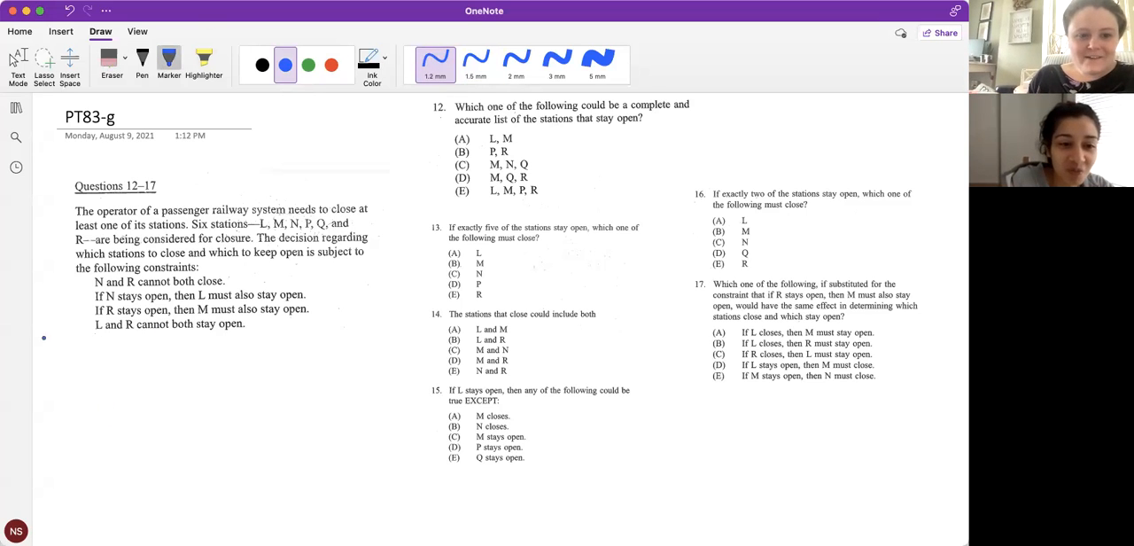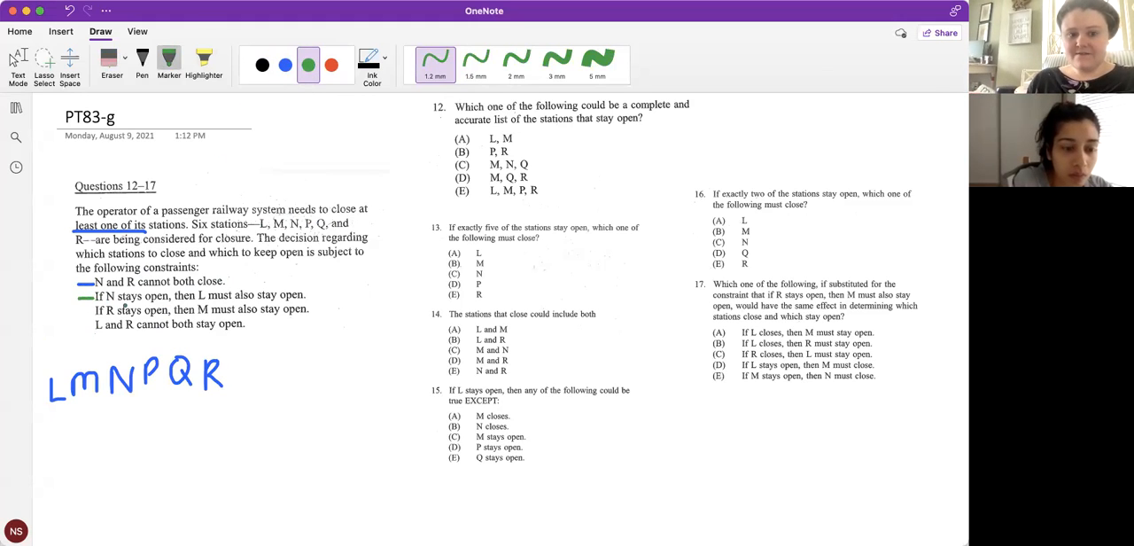Right, so we have an in and out game, and we know that we need to close at least one. So at least one of them will be turned off. So we have L, M, N, P, Q, and R. When I read rule 1, it says N and R cannot both be closed, that means they both could be on, but if one is closed, the other is on. I'm actually going to skip this rule at first and do the easier ones first to apply.